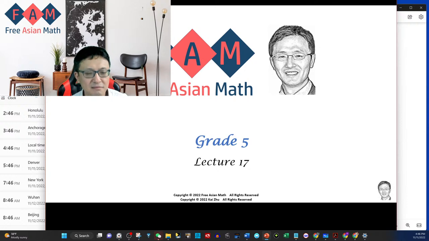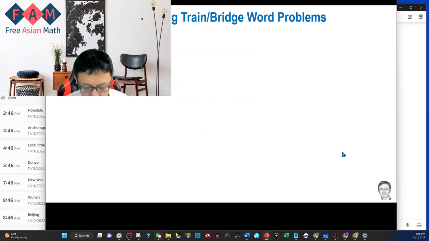Today we will study a new type of problem, and this is called the chain bridge problem. The problem basically requires us to make one modification to our basic model. Recall our basic model of the speed problem: we have three variables, distance, speed, and time. And it's a multiplicative relationship. The speed multiplied by time will give you the distance. And conversely, you will use division. Distance divided by time will give you speed. Distance divided by speed will give you the time.